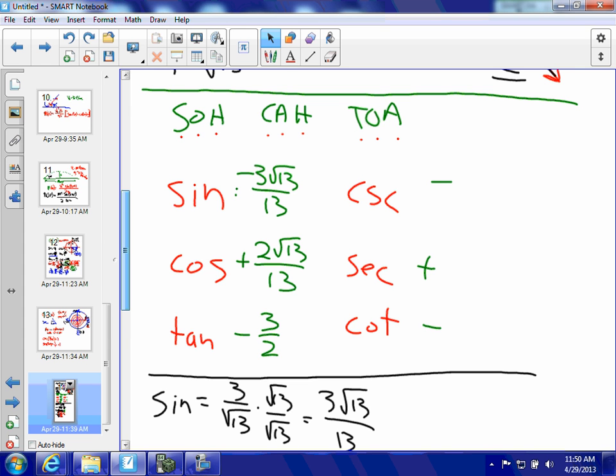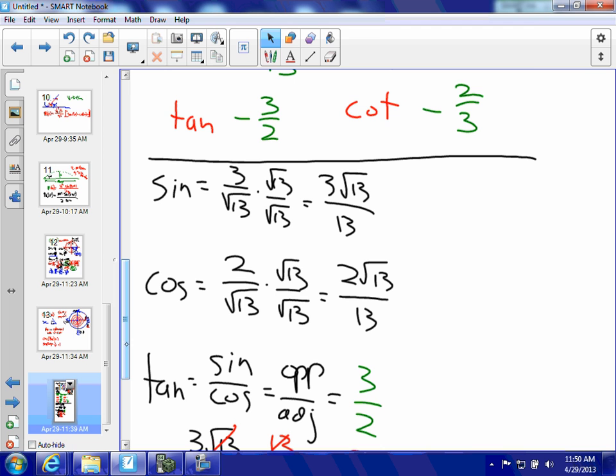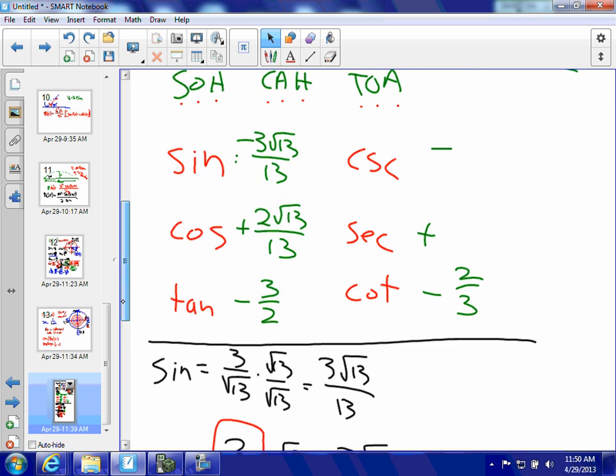Well, some of these now I can get pretty easily. I can certainly get cotangent pretty easily, because cotangent is the reciprocal of tangent. So my cotangent is going to be negative 2/3. My secant is going to be the reciprocal of my cosine. And if you remember, I started out calculating cosine, it was 2 over radical 13. Well, the reciprocal of that is pretty easy. It's just radical 13 over 2. So my secant is going to be positive radical 13 over 2.